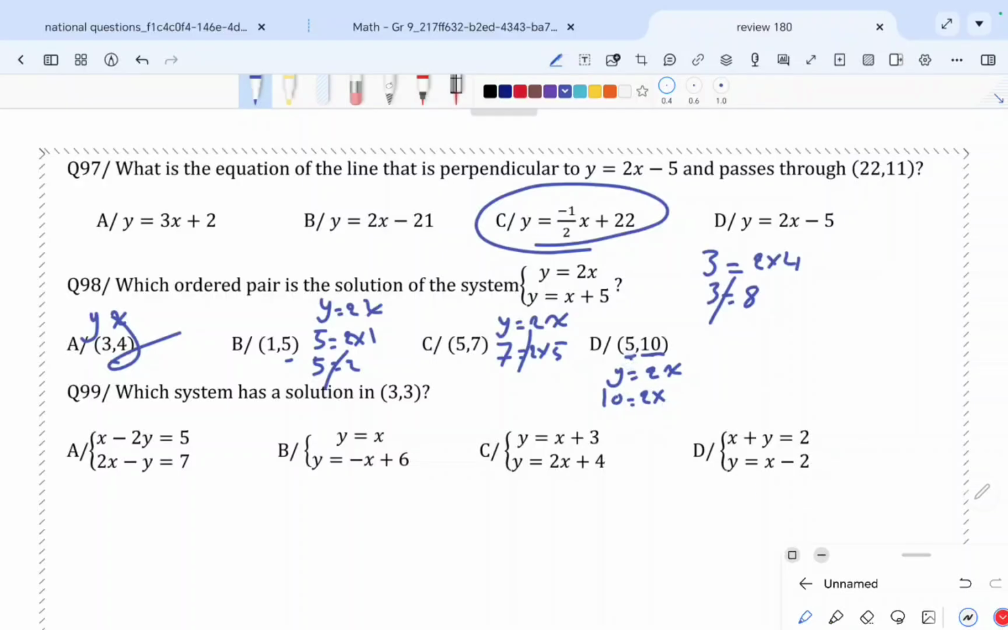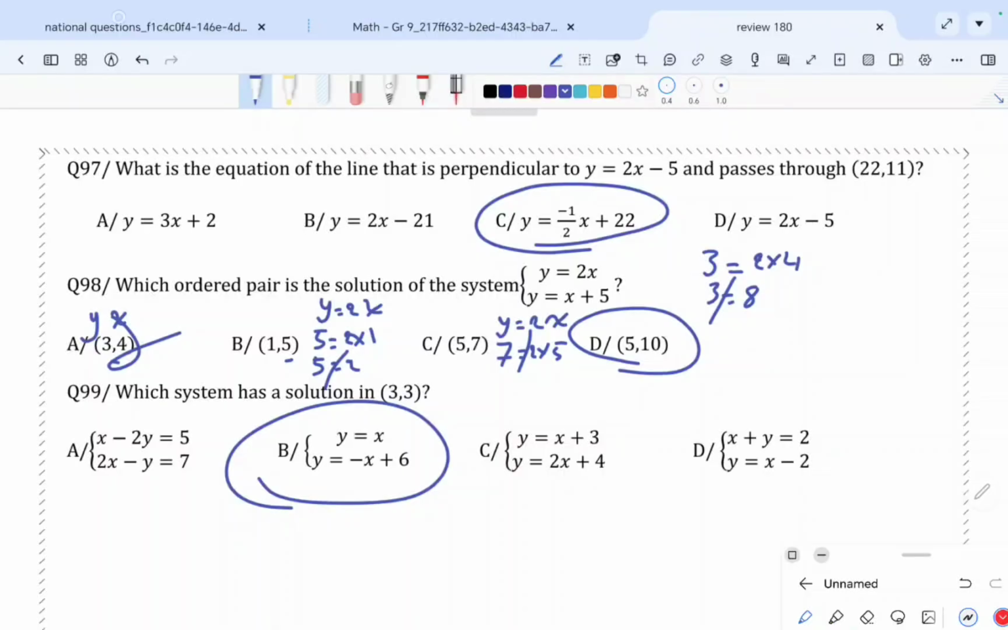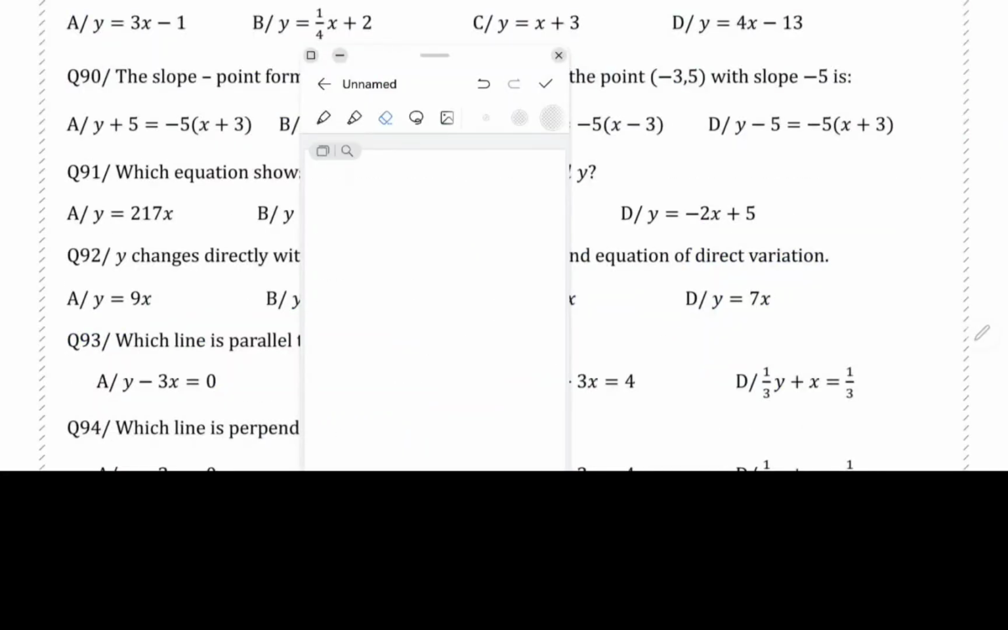Y is equal to 2x. Okay. Y is what? 10. 2 times x is what? 5. 10 is equal to 10? Yeah, this one is correct. Let's see the second equation. Y equals x plus 5. Let's see. Y is 10. X is what? Is 5. Plus 5 is 10. So it's correct for both equations. Then D will be the correct answer. And the last one, this one is D, this one is B.